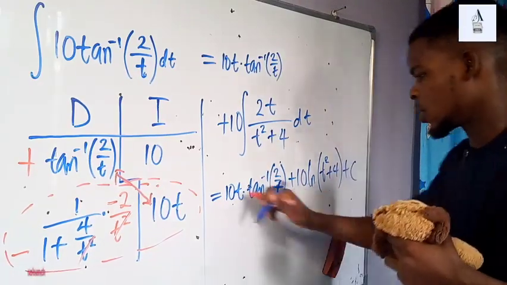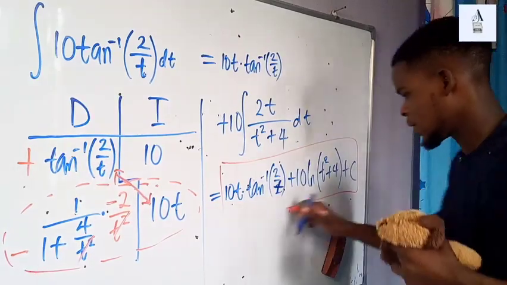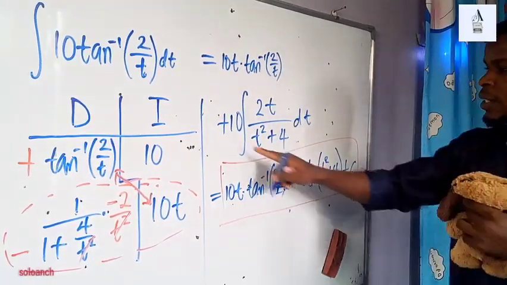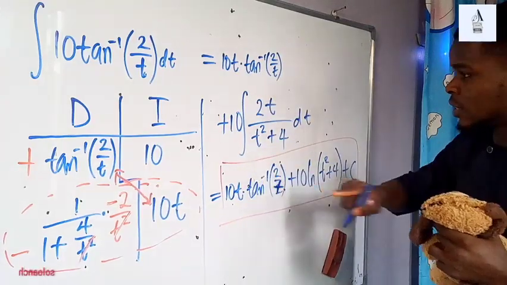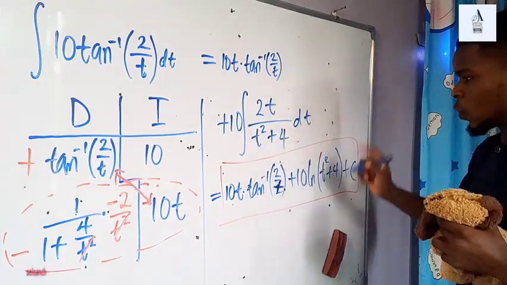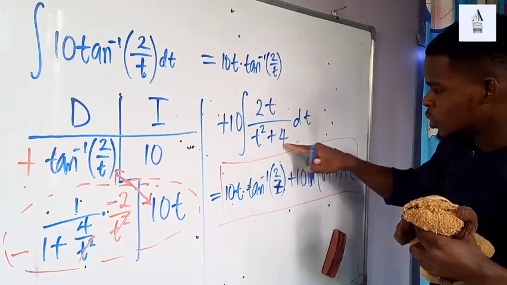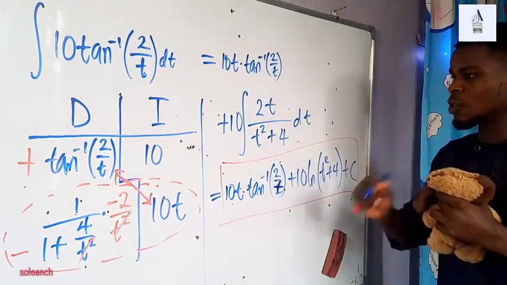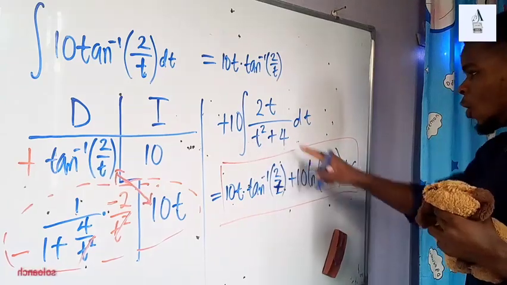We add an arbitrary constant, and this right here is the answer. How did we get this part from here? Well, 10 times, as I said, the antiderivative of 2t over t squared plus 4. If we differentiate this bottom, t squared plus 4, we are going to have 2t, which is just the numerator. That means the result will be 10 times the ln of the denominator.